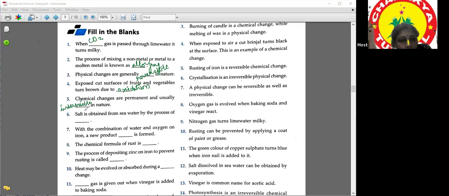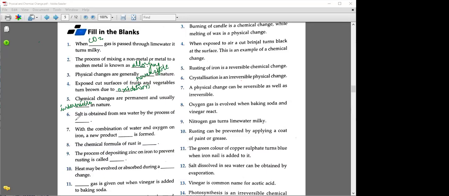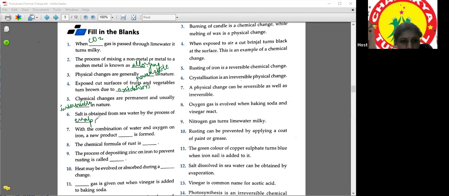Salt is obtained from seawater by the process of. Although there should be two blanks, it's okay if there is a single blank. Mainly, we will say evaporation, isn't it? Yeah, but crystallization is the next process. With a combination of water and oxygen on iron, a new product is formed. Rust or iron oxide. Great. There can be two answers, rust or iron oxide.